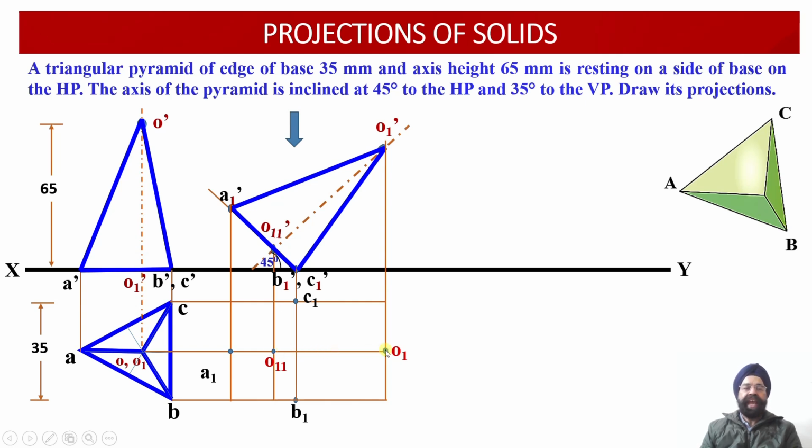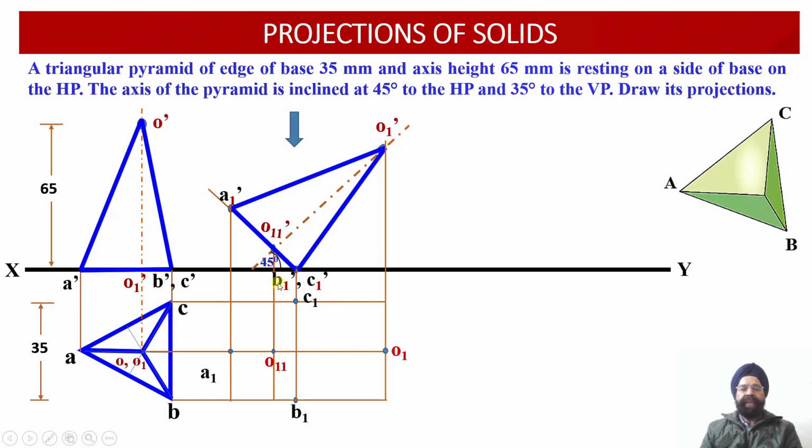Now, which edges need to be joined using object lines and which edges need to be joined using dotted or hidden lines over there. So now you can check as we are going to look at this particular inclined solid from the top. So points B1 dash and C1 dash are located farthest away from the observer. So the observer is located over here.